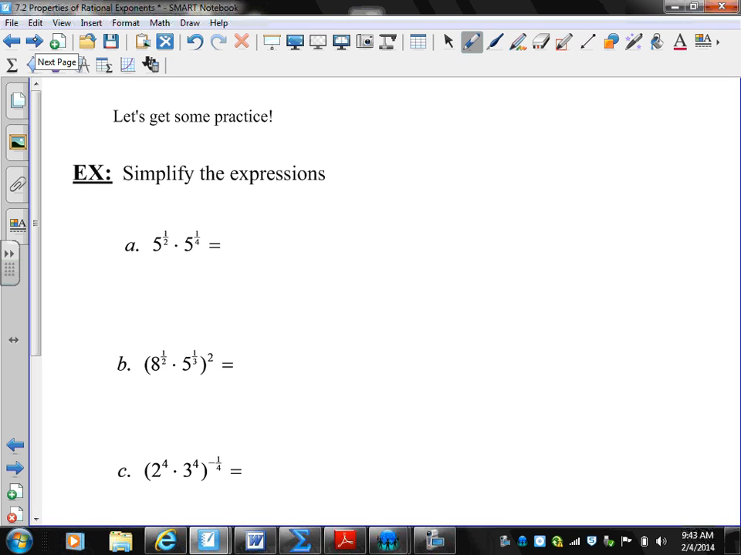So let's get some practice here. Well, in my first example, I noticed that I'm actually using that first property that I just pointed at. I'm multiplying, and we have the same base. Both bases are 5. So what can we do with those exponents? Well, we can add them. And I'm writing it out like that just so I know and you guys know what I'm doing. But really what I need to do is change that 1/2 to 2/4. And then I can now add those exponents and write this as 5 to the 3/4.